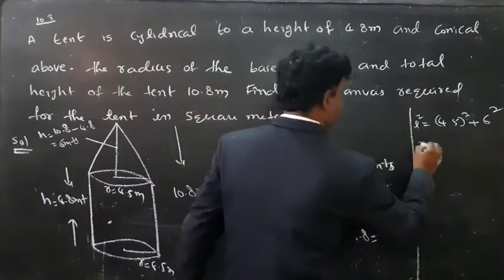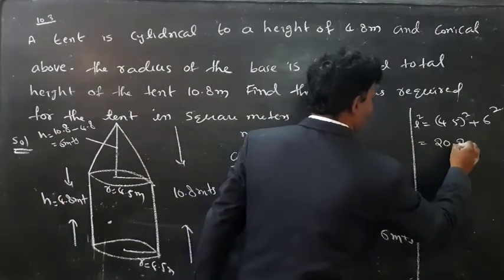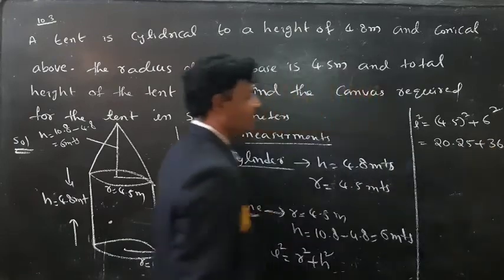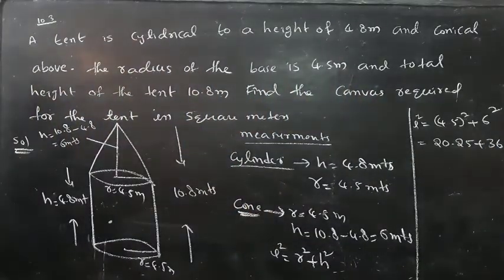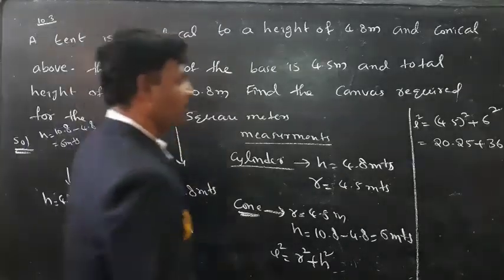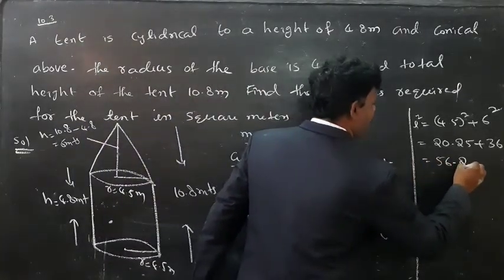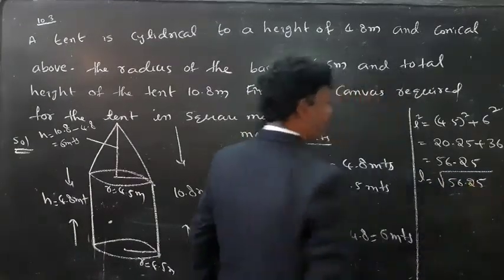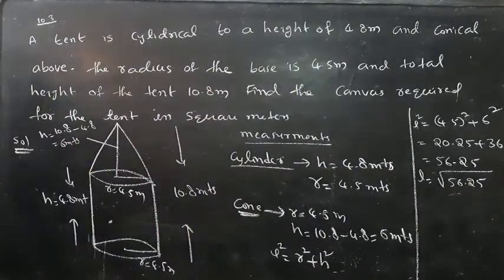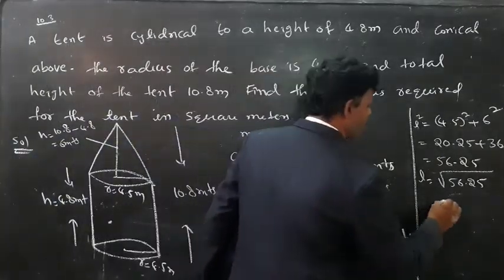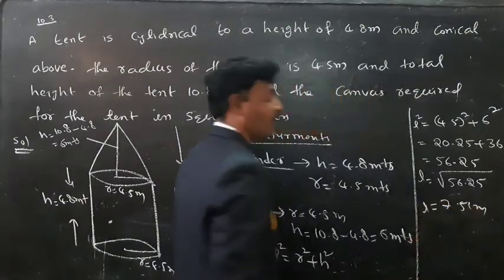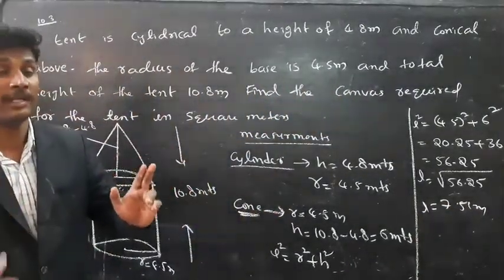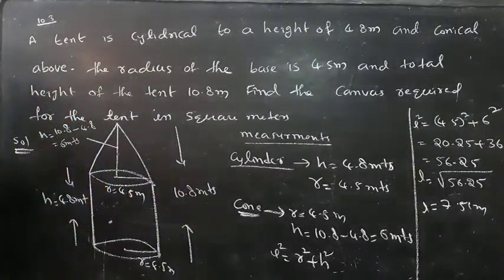So after the calculations, what do you get? 20.25 plus 36, which is nothing but 56.25. Then L is equal to under root of 56.25. So here the square root of 56.25 is 7.5 centimeters. So what is the slant height here? 7.5 centimeters.